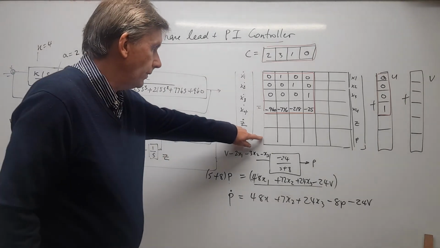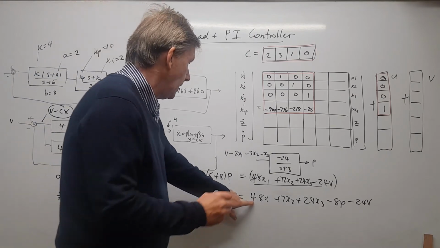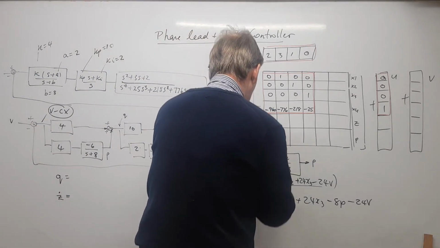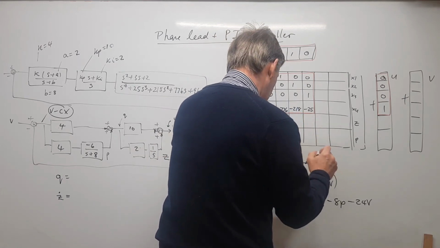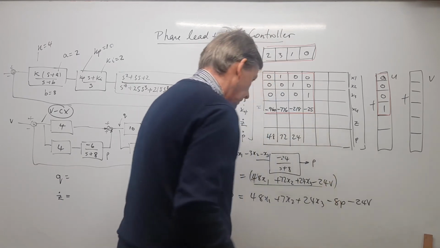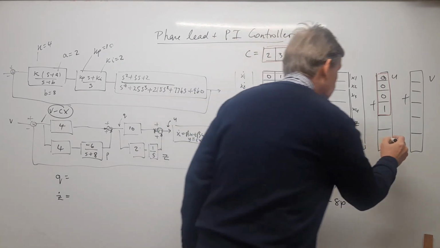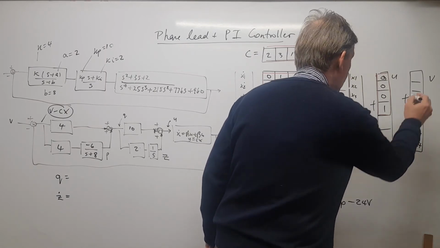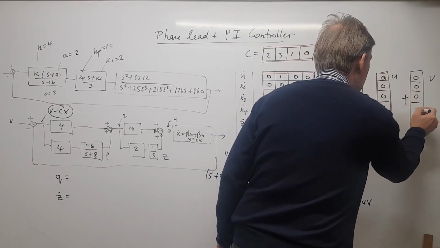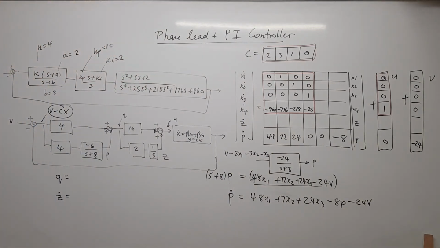So this is going to go in on this line here. So P dot is 48x1, 72x2, 24x3, minus 8P and minus 24V. So there's that bit nicely sorted out.